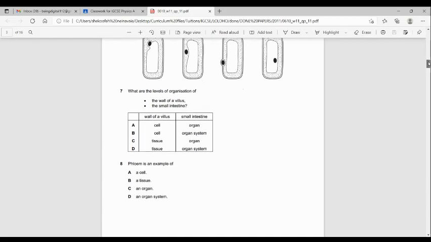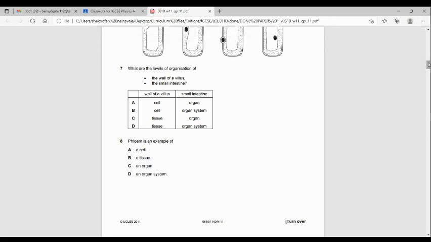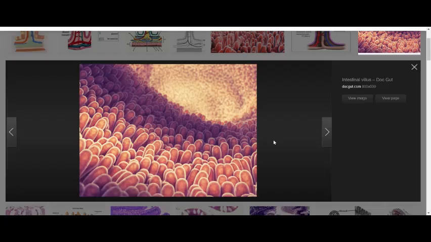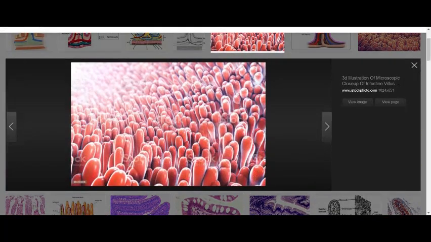Then I go to question number 7. What are the levels of organization of the walls of the villus in the small intestine? You know that the small intestine is this diagram I show you. This is inside your small intestine. You can see there are lots of finger-like projections there, which are called villi, and one of them is called a villus.